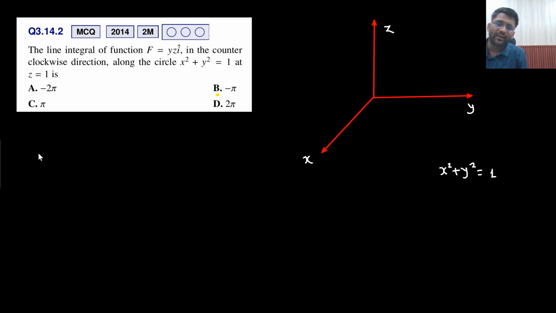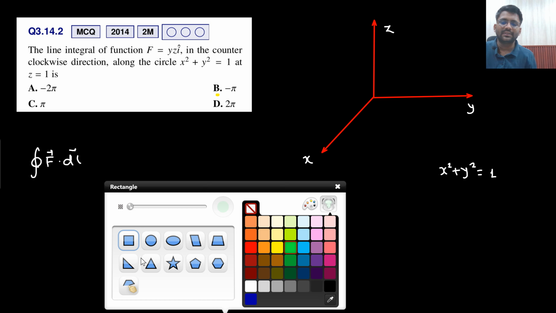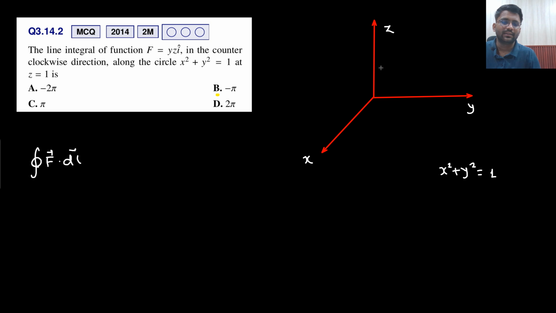Line integral you need to calculate, f dot dl, along the curve which is a closed line. Circle will be a closed line, no? But z would be equal to 1. That means the circle is made at z equals 1. That's it. This is what they are saying, that at z equals 1 the circle x square plus y square equals 1 is made.